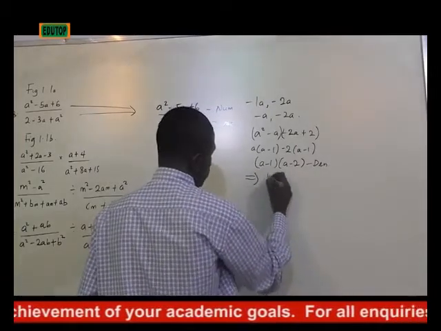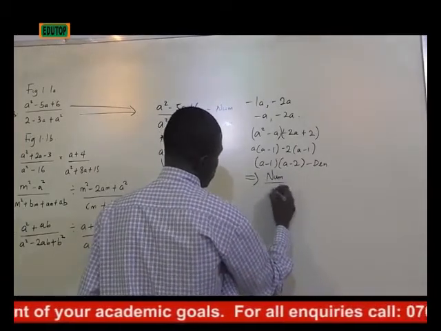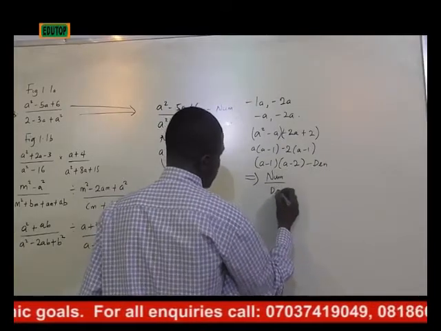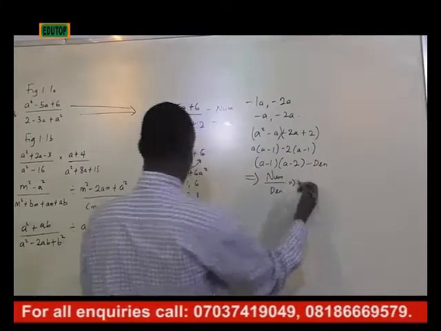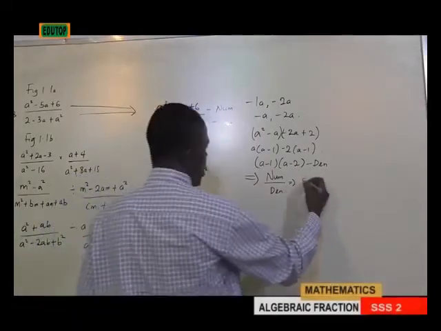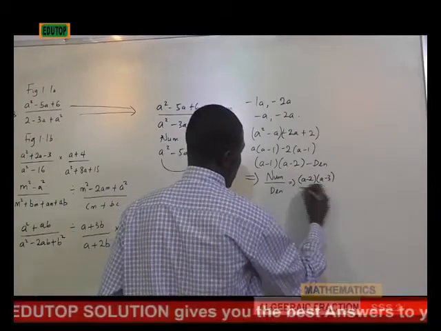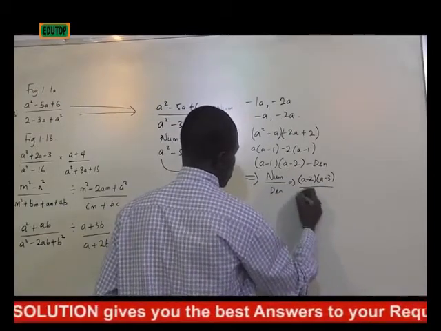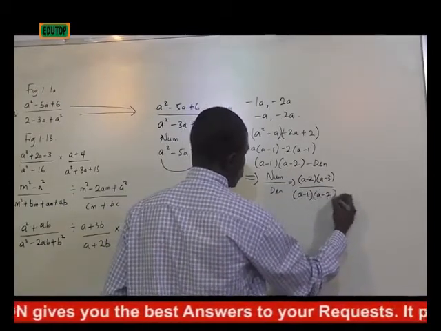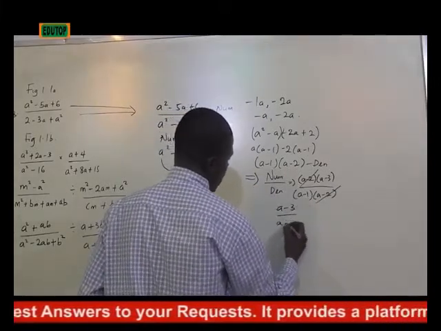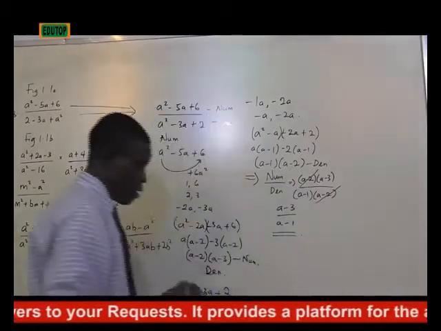Then to my num over den. My num over den will then imply, what's my num from what we have done? That's a minus 2 into a minus 3. What is my den? A minus 1 into a minus 2. So these can cancel this. Then we'll have a minus 3 over a minus 1. So this is my answer for that.